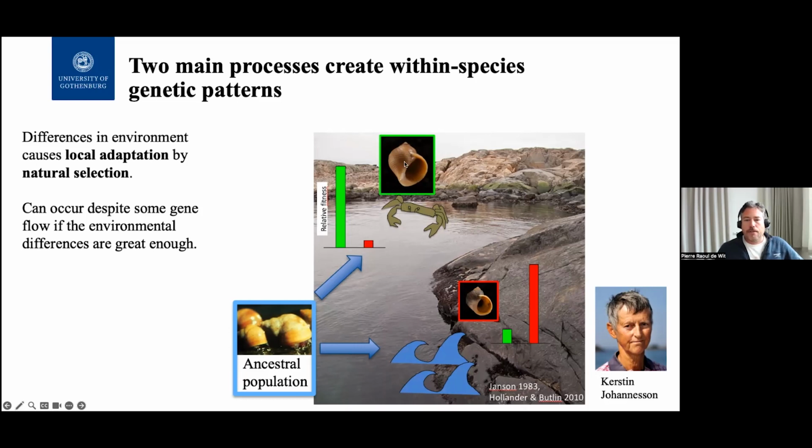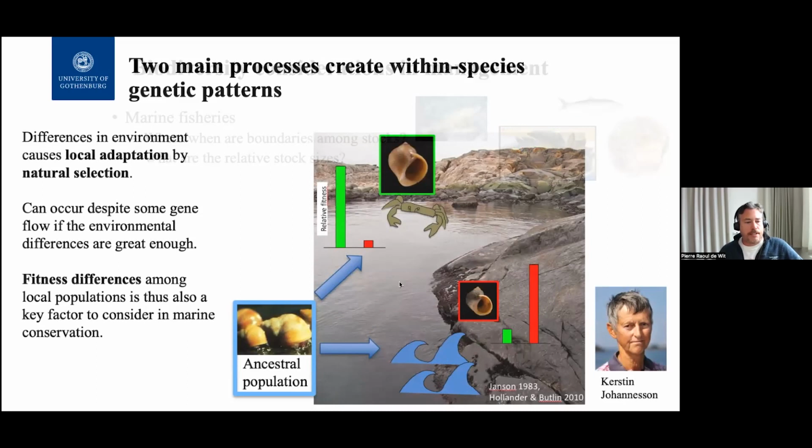So they are big and thick, they can survive crab predation very well. Whereas here in this area you have locally adapted snails that are really good at surviving wave action. So they survive well here, but if you move them around, they are not doing so well in the other environment. So fitness differences among the local populations is really a key factor as well to consider in marine conservation.